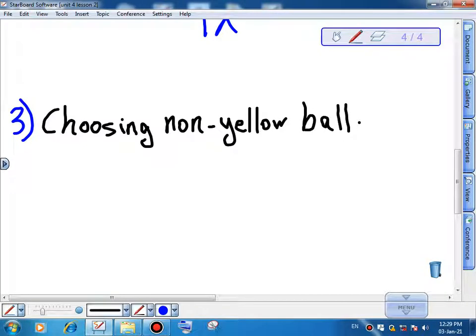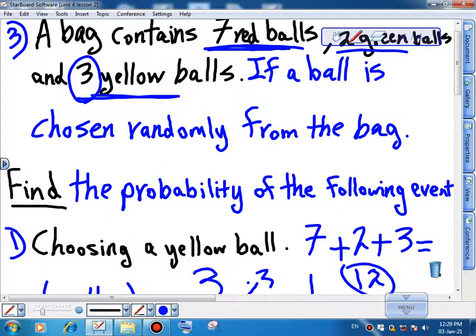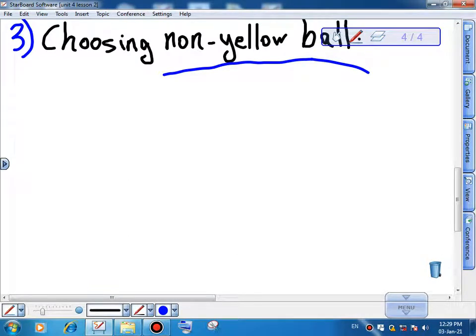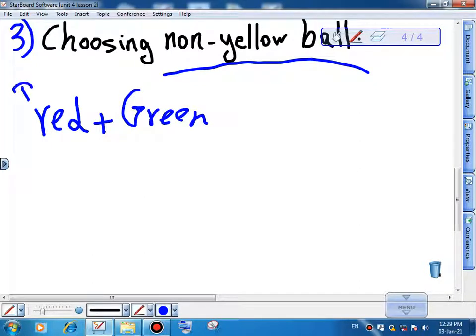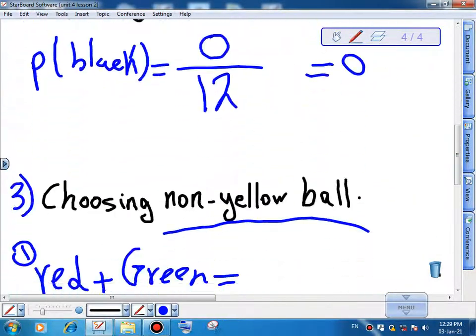The last one, if I need to choose a non-yellow pole. What's the meaning of non-yellow pole? I need to choose any pole of any color except yellow. I need to choose a red or green. I don't need any pole with a yellow color. So I have 2 methods. The first method, I will take the summation of the red and green. Red 7, green 2, it will be 9.